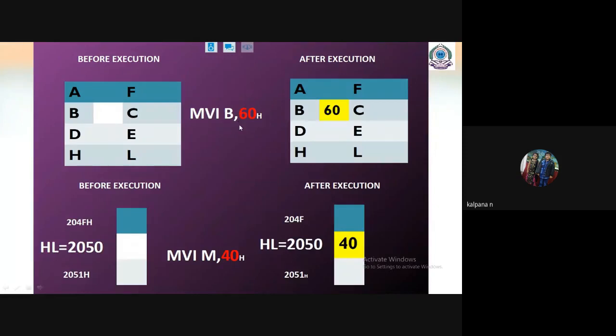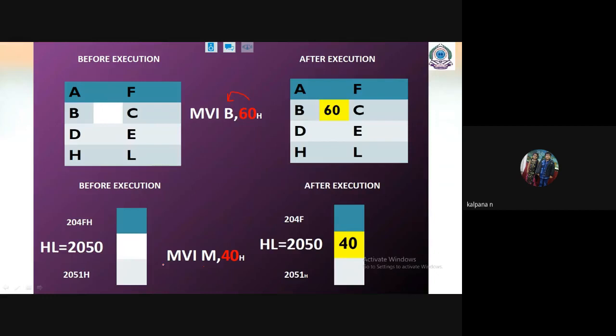MVI B comma 60 is one of the instructions. So here what we are doing, 60 is the data. This data we are moving into which register? B register. Okay. Move immediate.